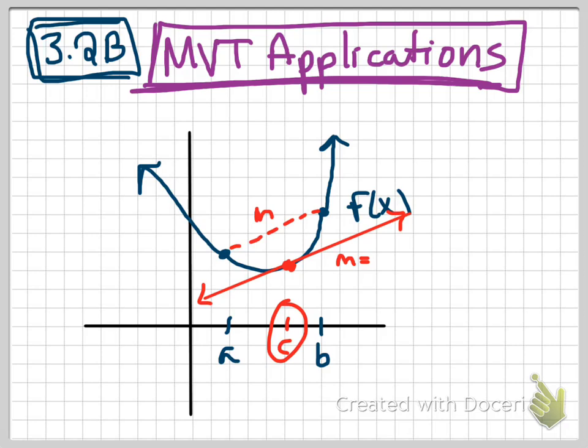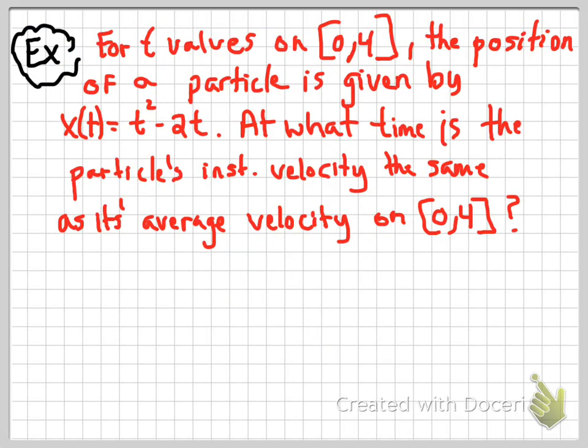And sometimes there's like 5 spots on a graph where this can happen, where there's a tangent line and a secant line with identical slope. They're parallel to each other. Well, we're going to apply that today. We're going to come up with some application problems, and our first application problem is this one.